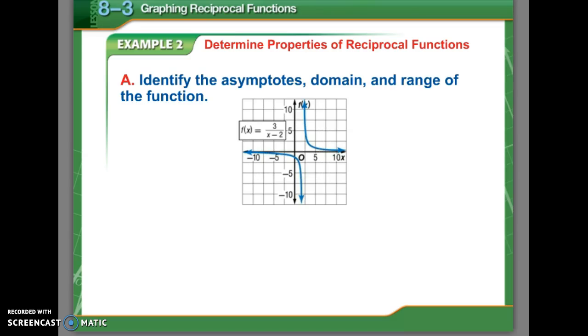Okay, in example 2, we're going to look at different properties of reciprocal functions. So we need to identify the asymptotes, the domain, and the range of the function. The asymptotes are imaginary lines that the function is never going to be allowed to touch. So the graph that we have is the equation 3 divided by x minus 2. And this is the picture that we can see from that graph.